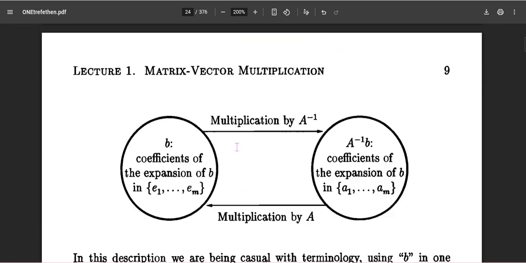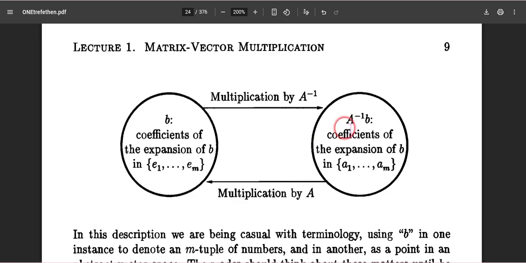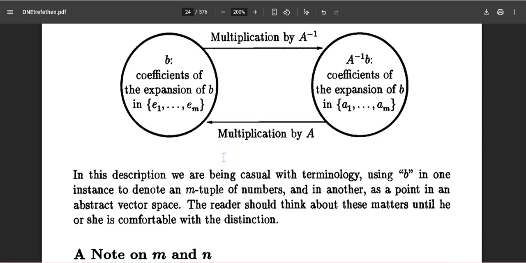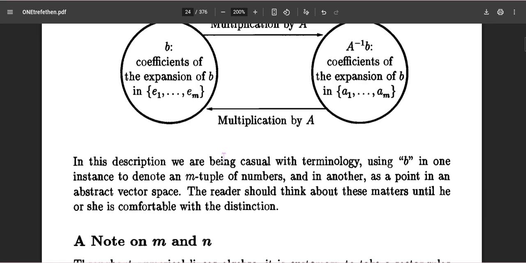This is the diagrammatic representation of this. So A inverse b means this is the coefficient of expansion of b on this one to give the resultant vector. At the same time, if you multiply with that one, then that coefficient of expansion of b will give you an expansion of the identity matrix. So this is the kind of notion we can get from the invertibility of the matrix.